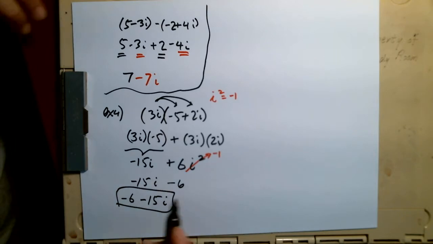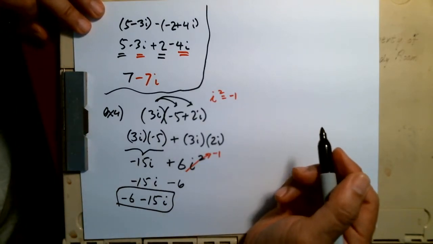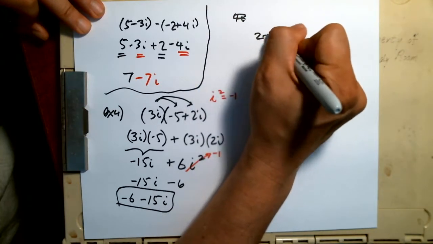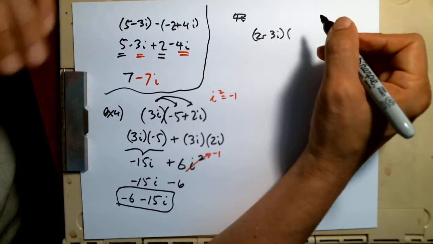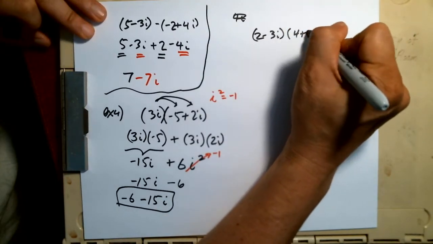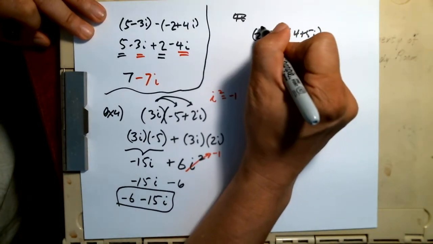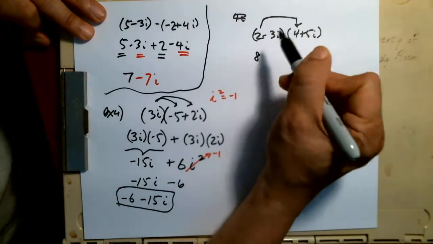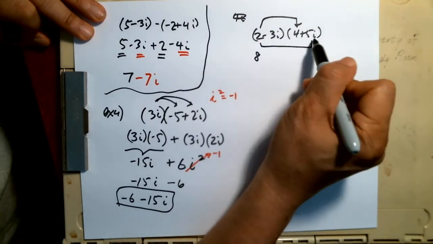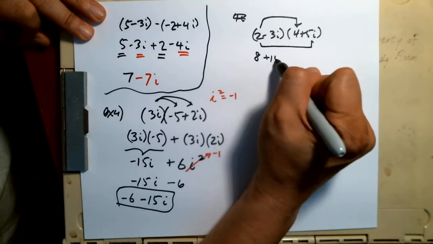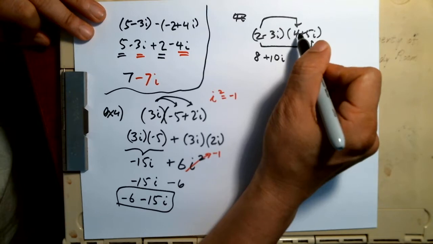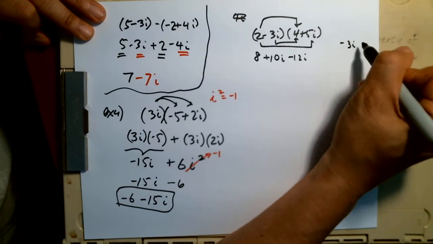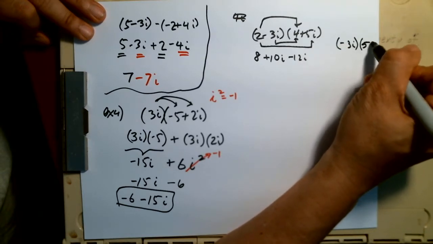Let's do one more example problem, and then we'll stop. Okay. How do you do 2 minus 3i times 4 plus 5i? Well, we have to FOIL it out. First, 2 times 4 is 8. There it is. Your outer, 2 times 5i is 10i. Negative 3i times 4 is minus 12i. And negative 3i times negative 5i.